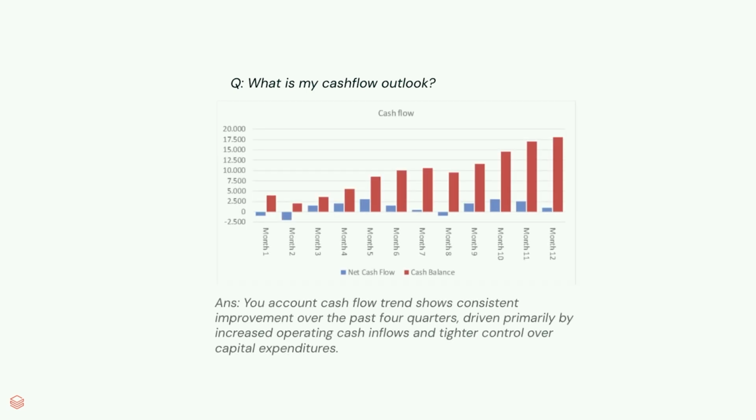But ultimately, I think the idea is you want to ask a question like this: what is my cash flow outlook? Your assistant or application can intelligently tell you your cash flow situation, the trend is positive, or there's no warning, and it can also give you a visualization, right? That would be great.